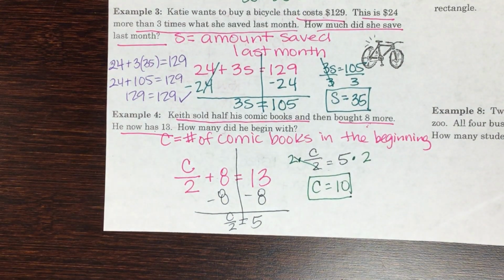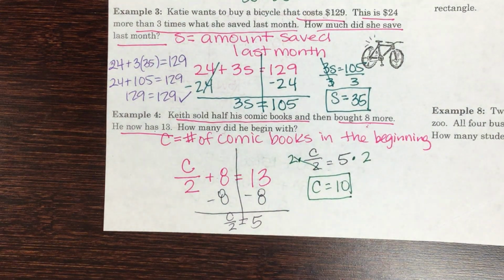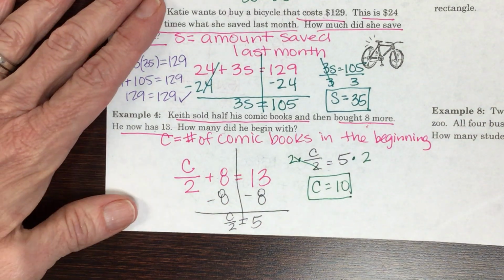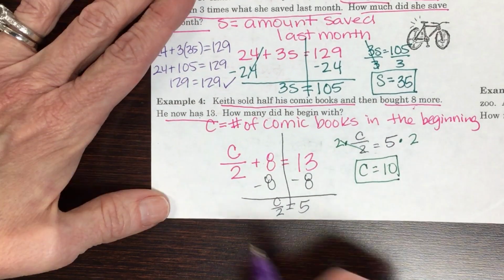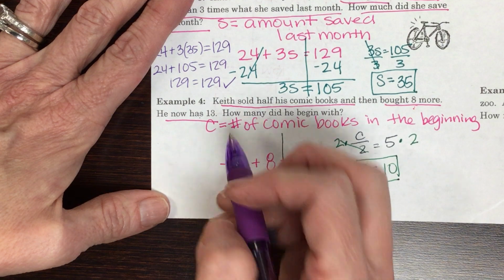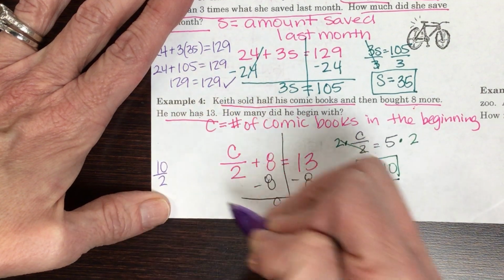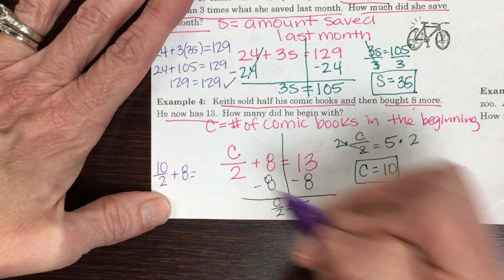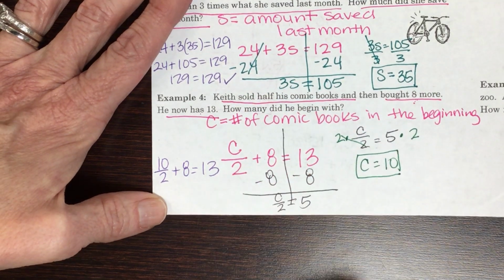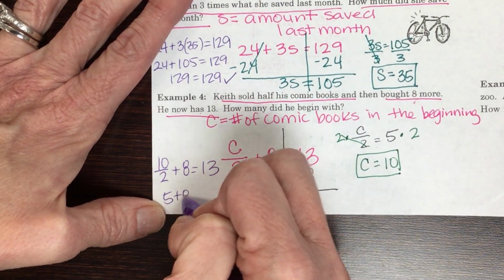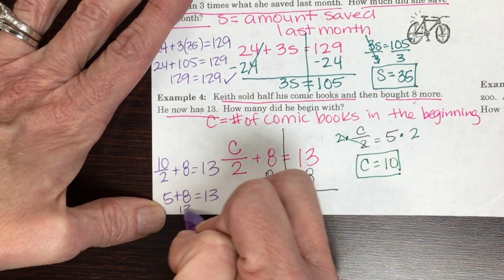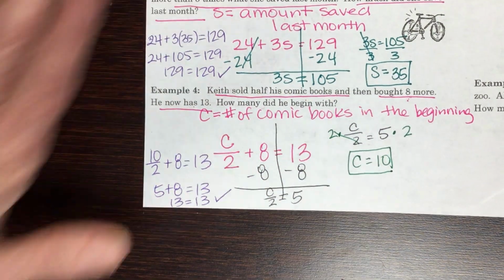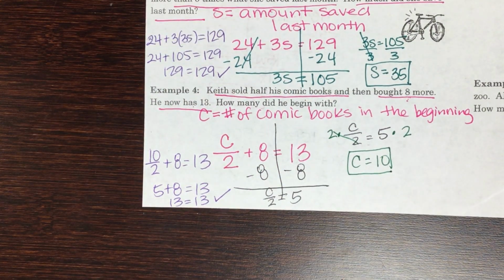And we're going to check our work, right? Alright, so we're going to rewrite over here. So we said C is 10. So we're going to do 10 divided by 2 plus 8 equals 13. 10 divided by 2 is 5. Plus 8 equals 13. 5 plus 8 is 13. 13 does equal 13. So now we have a perfect score if this was a quiz.